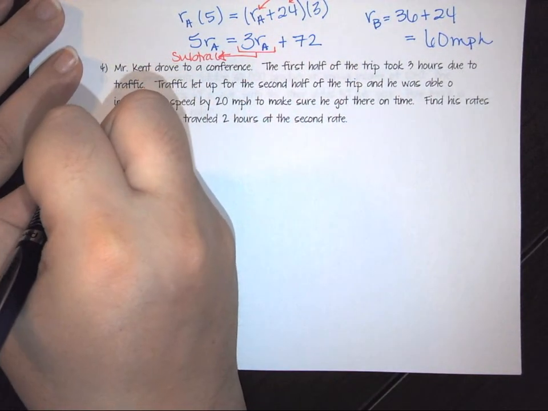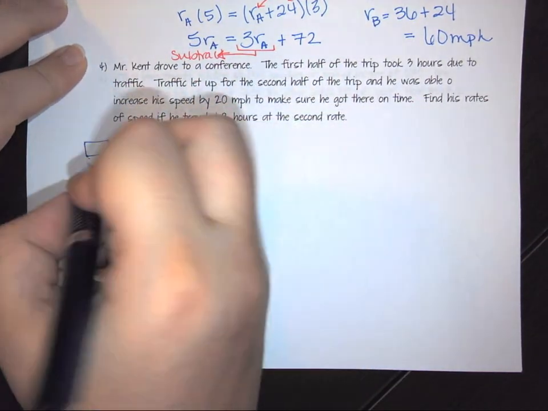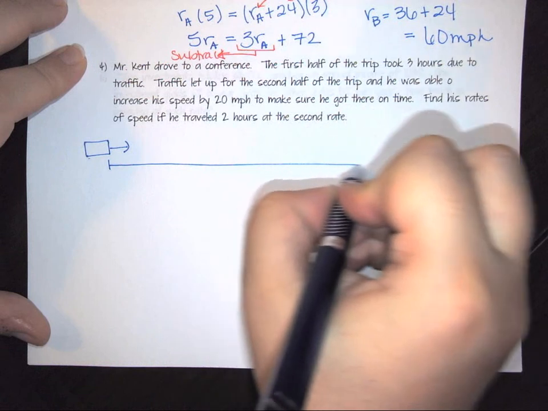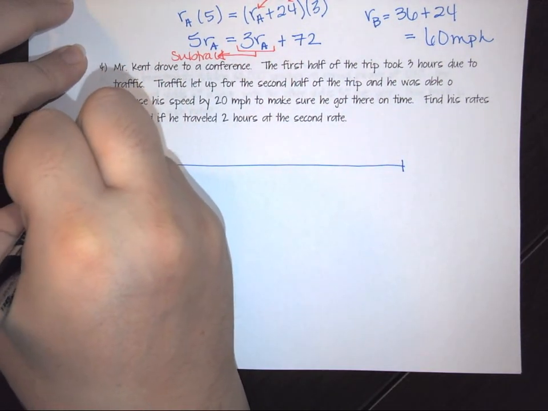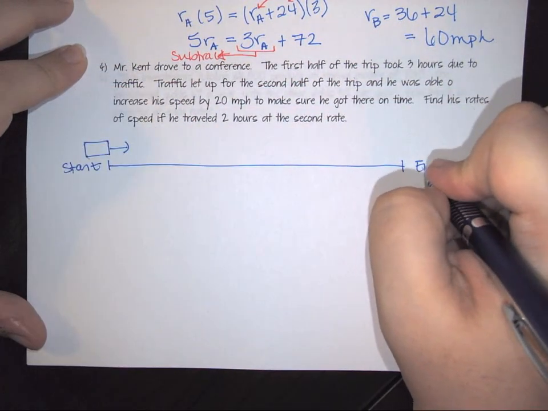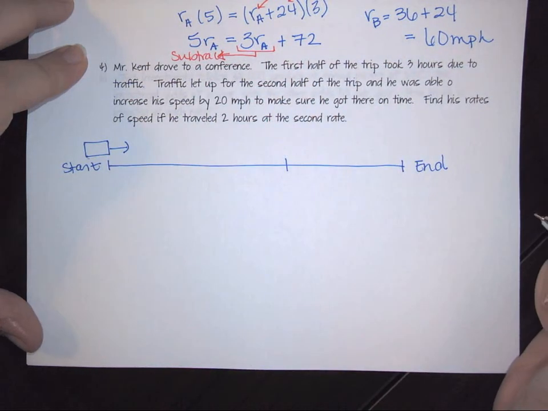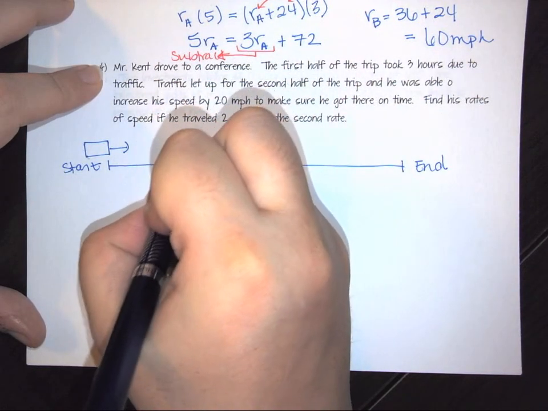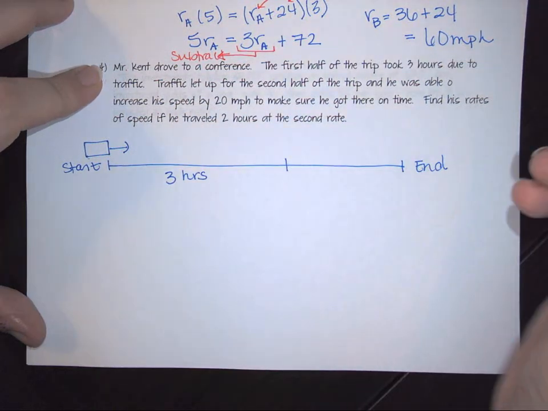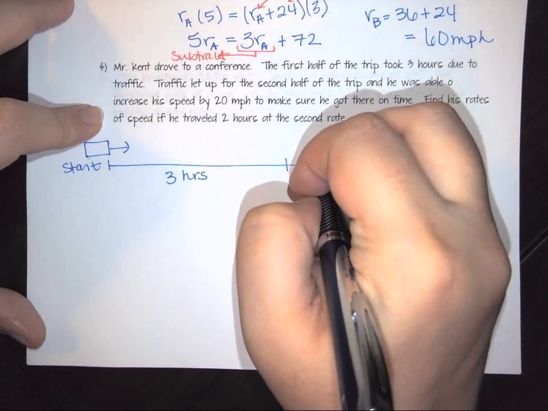So we have that Mr. Kent is driving along in this direction. And so when we're talking about his trip, he's going to start and he's going to end. So he's going to start his travel and he's then going to end his travel. And we also know somewhere in the middle is where he's going to change directions. So we know the first half of the trip took 3 hours. So we know this one took 3 hours. And we know the second half of the trip took 2 hours.